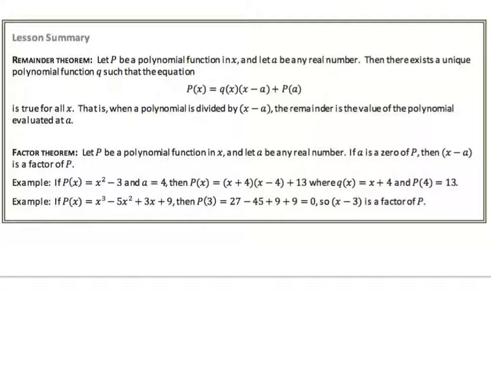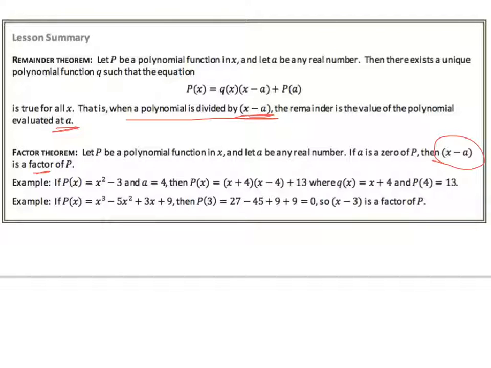Okay, lesson summary. Remainder theorem. We've talked about that one a few times. So what I want to point out is when a polynomial is divided by that binomial, the remainder is the value of the polynomial evaluated at a. Okay. Factor theorem. Let p be a polynomial function in x, and let a be any real number. If a is a 0 of p, then x minus a is a factor of p. Okay, and then there's two examples, but we worked through an example together also. All right, good job.